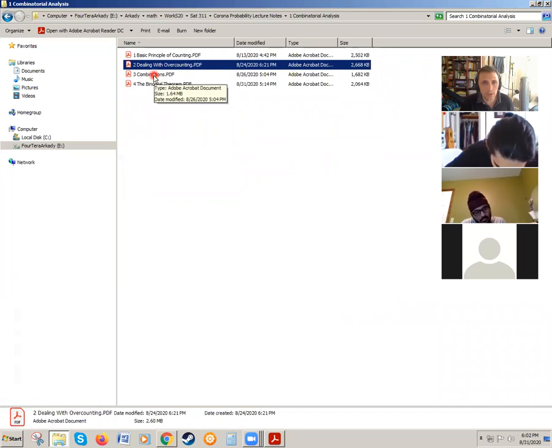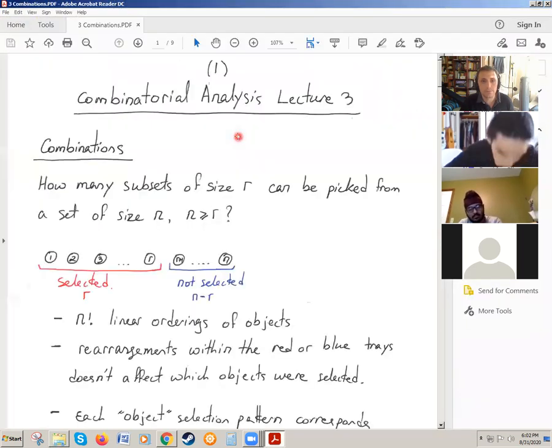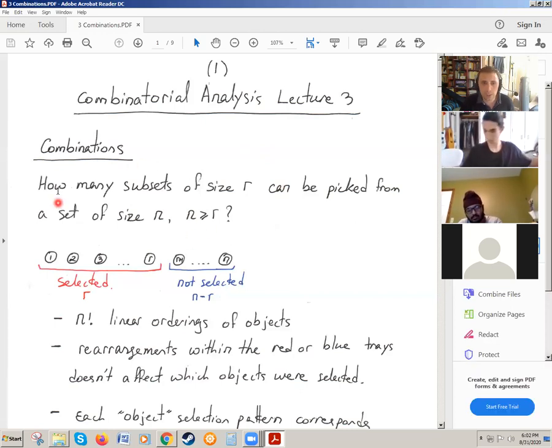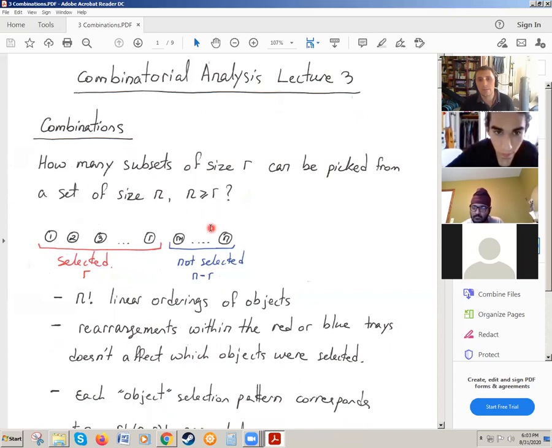So now we are going to talk about combinations. So combinations, this is the problem, right? So imagine that we have n objects. Maybe those objects are distinct students, and we want to pick a subset of size r. Maybe r of those students will join the class, or r of those students out of n will go to a field trip.